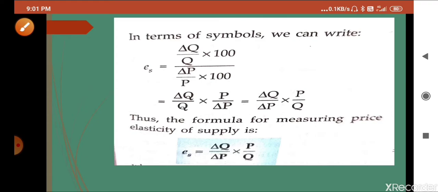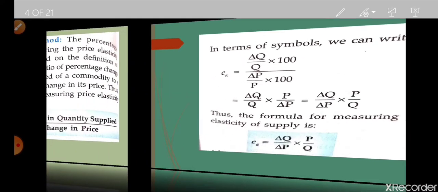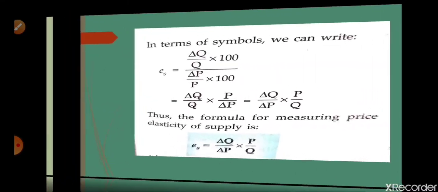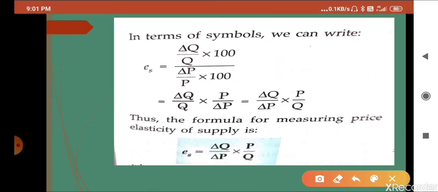We have multiplied by 100 because we are counting percentage change. Here also we have multiplied by 100. So this 100 will be cancelled. So delta Q upon delta P multiplied by P upon Q. What is delta Q here? Change in quantity supplied. What is delta P here? Change in the price. What is P here? Previous price. What is Q here? That previous quantity before the change in the price. So I hope all these things are clear.